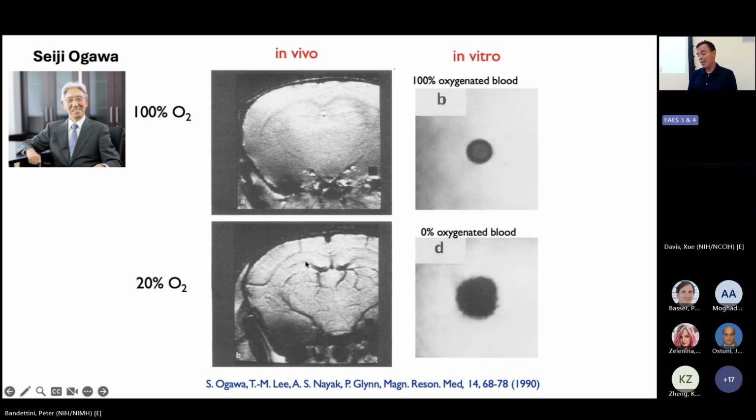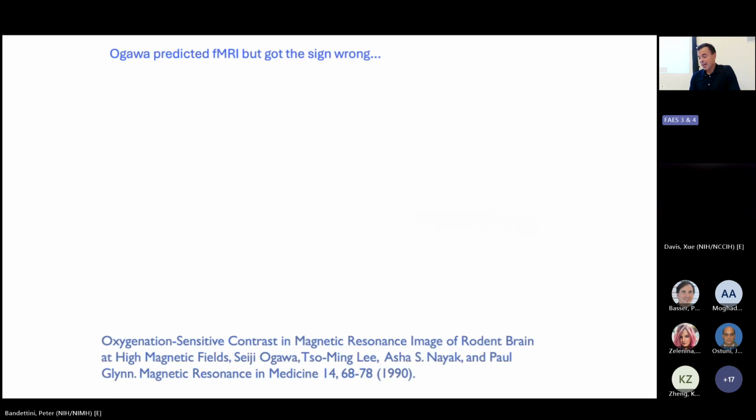And you can see where all the veins are that pop out when they're becoming deoxygenated as opposed to hyperoxygenated. And he showed that in test tubes as well. This is 0% oxygenated blood, 100% oxygenated blood. Blood is still dark, but there's not this penumbra that dephases the signal.